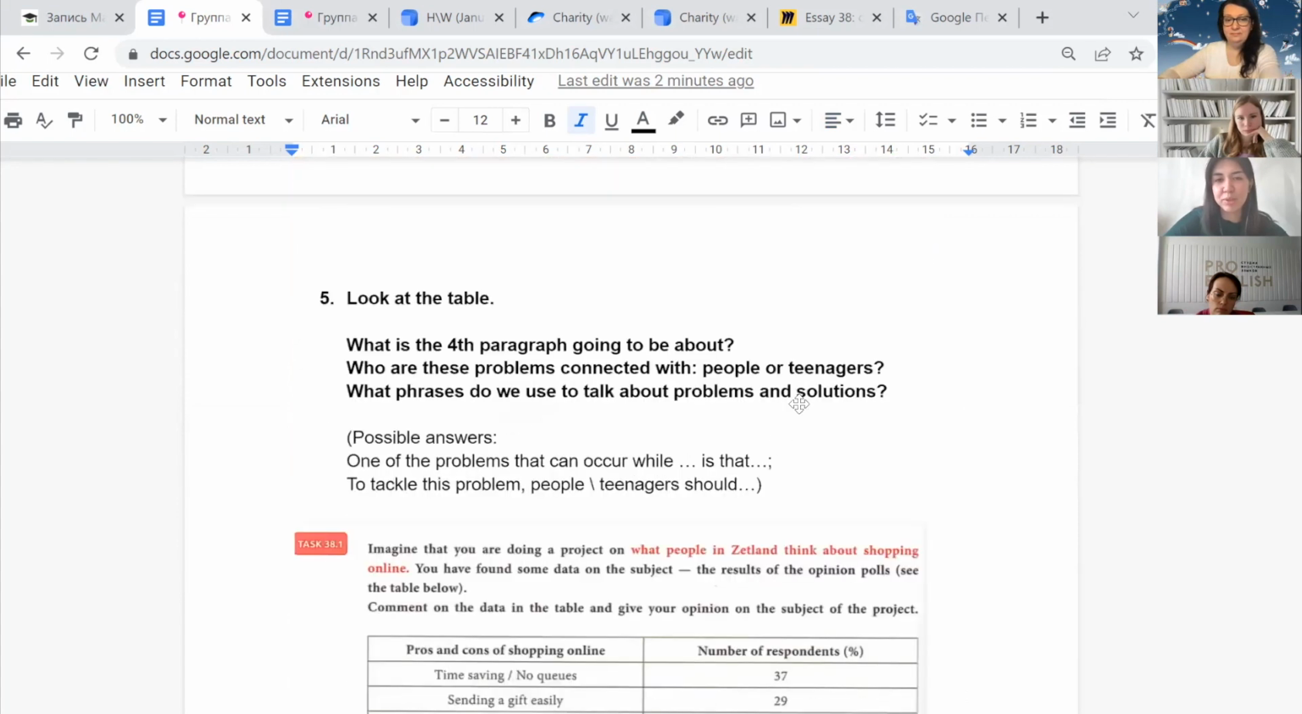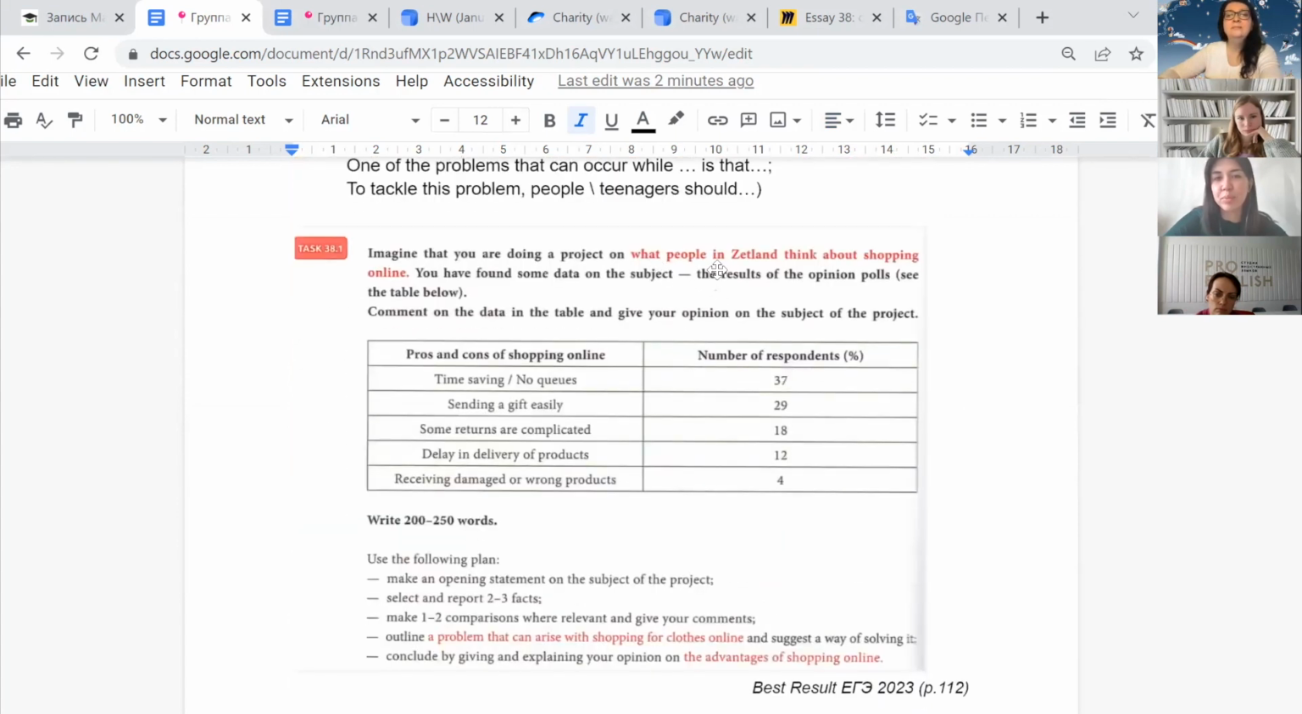For this task, because here we have what people in Zetland think about shopping online, and the problem is what a problem that can arise with shopping for clothes. Quite nice, and at the end, the aim is to write this paragraph. So maybe first we can write it orally.